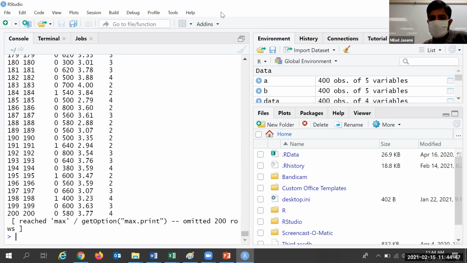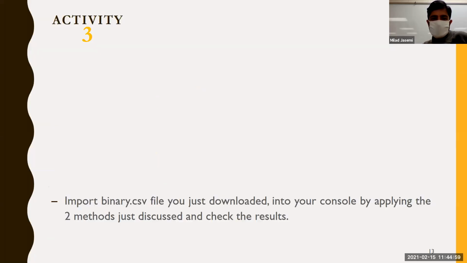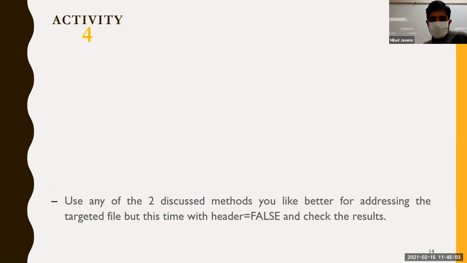And let me now get back to this file that we have. Okay, any question on activity 3? Activity 4: use either of the two discussed methods that you like better for addressing the targeted file, but this time with header false, and check the results.